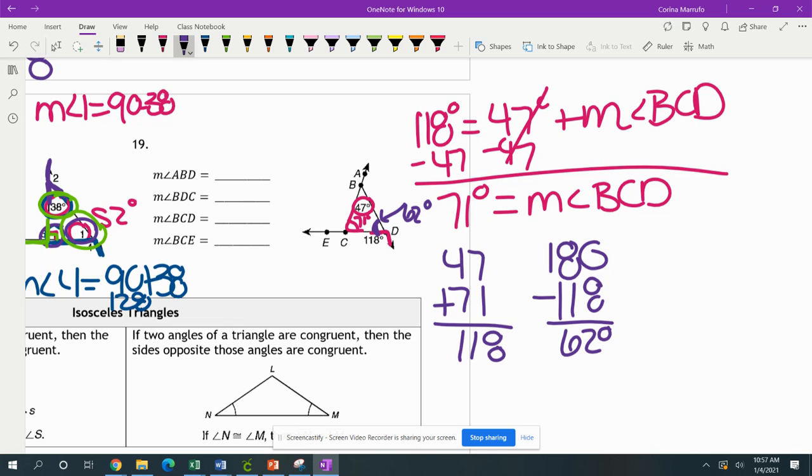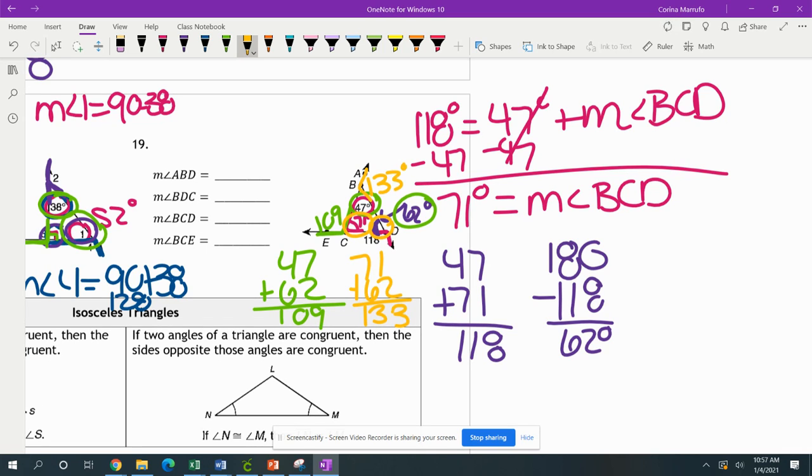Okay, so we have some exterior angles that we need to find as well. So we have this one out here. Now it's touching the 71. So then the opposite angles are the 47 and the 62. So 47 plus 62 gives us 109. Okay, and then here I have this outside one right here as well. The 47 is touching it, so I need to add the two opposite ones, which are the 71 and the 62. And that is going to give us 133.